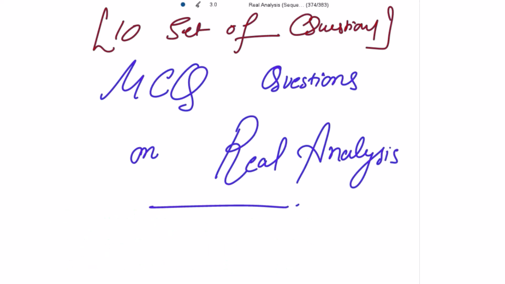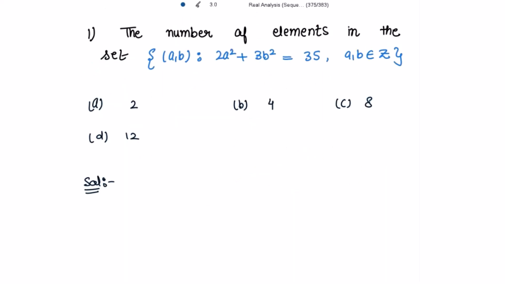We are going to start the set of 10 questions from real analysis, the MCQ questions, very important for the CSIR NET exams. Alright, first one: the number of elements in the set {(a, b)} such that 2a² + 3b² = 35, where a and b belong to the set of integers. What could be the number of elements for this set?